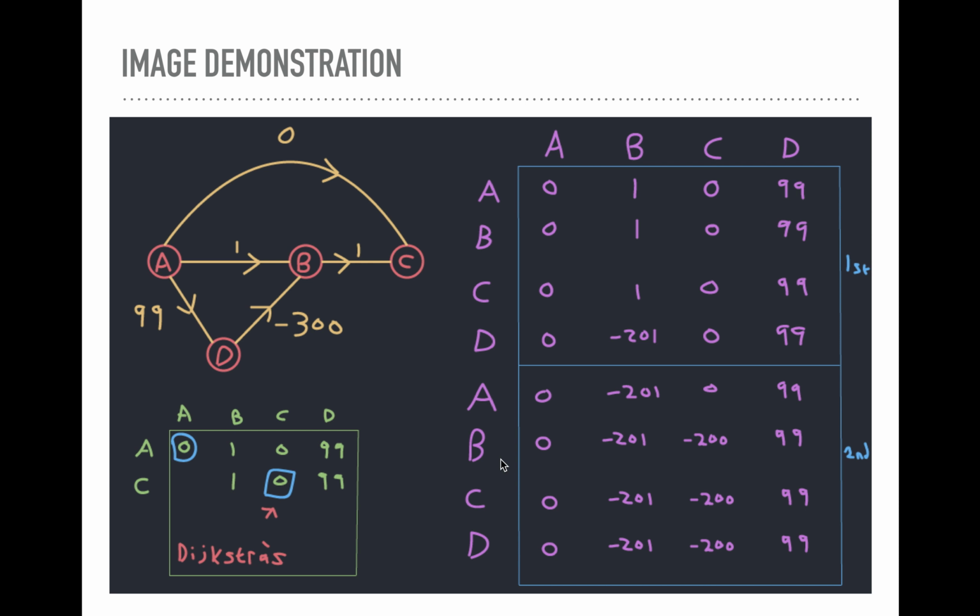And here we get a little change. So we're on B. B reaches C. And remember what B is. The distance from A to B right now is minus 201. So we keep that in mind as we go.